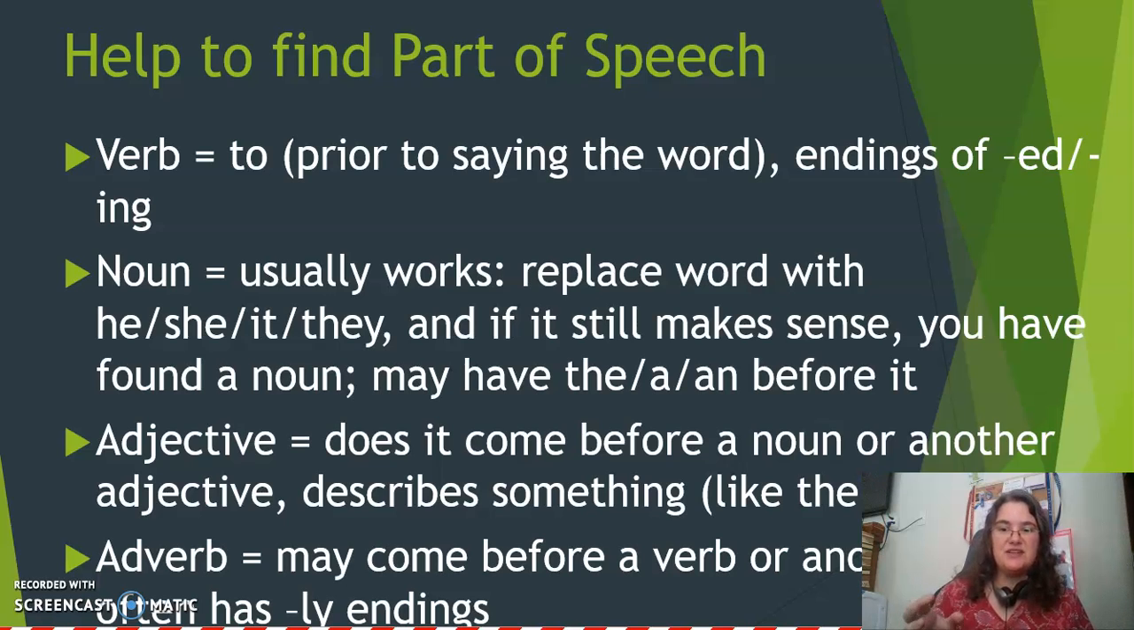Adjectives: usually you're looking to see if it comes directly before a noun or another adjective, and it'll describe something, like the blank dog, the fluffy dog, the special dog, the purple dog. All of those are adjectives because they describe the type of dog. Adverb: it may come before a verb or another adverb. It also usually has an "ly" ending, so that's your big heads up. And of course, if it is describing how you do something, that's an adverb.